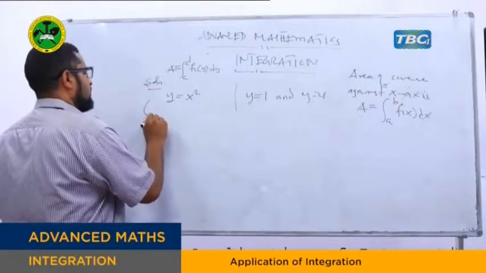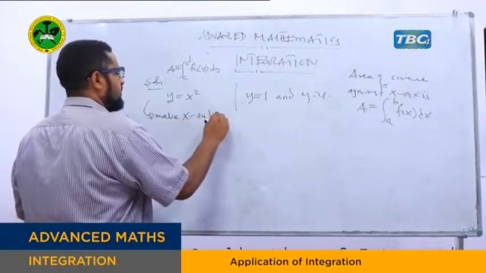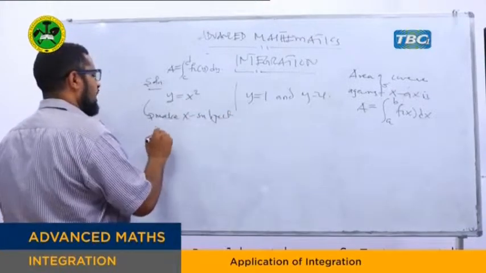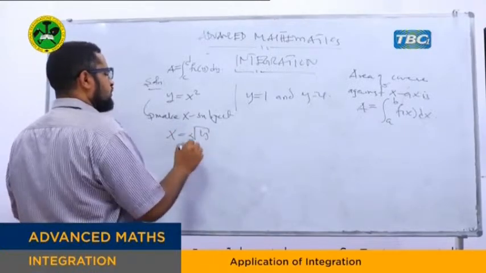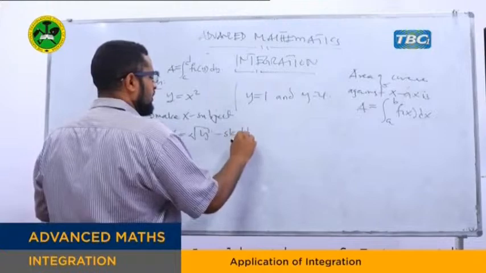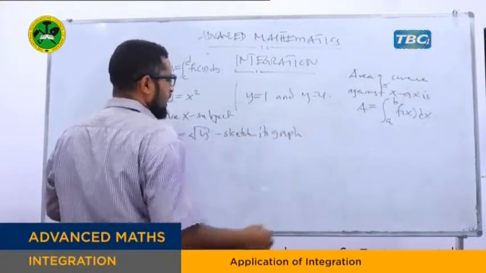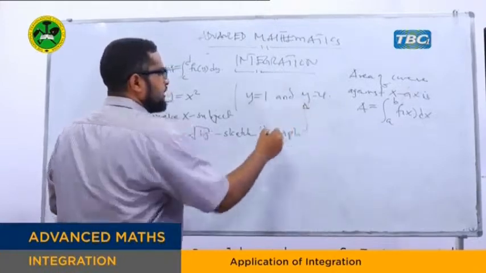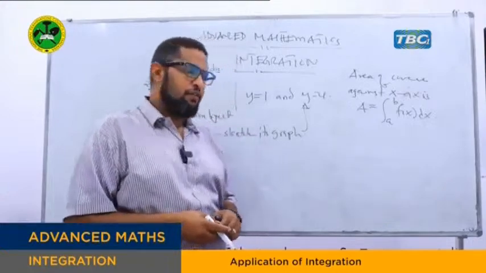Now, make X the subject. Here we'll have X equal to the root of Y. So this is the function that we are going to sketch, with the help of the given limits, the given values of Y, which are 1 and 4.